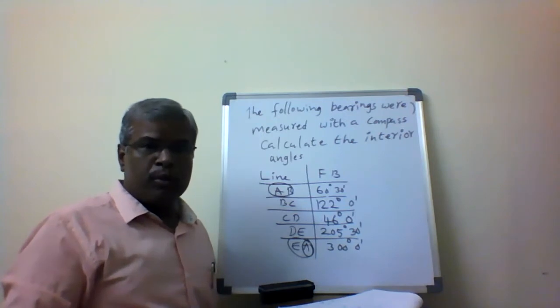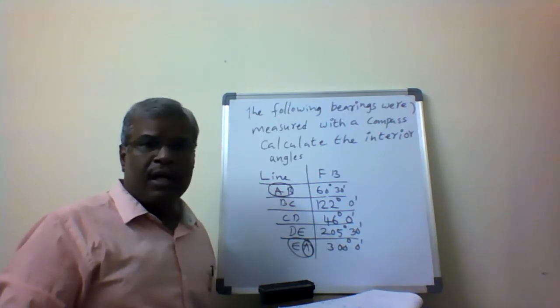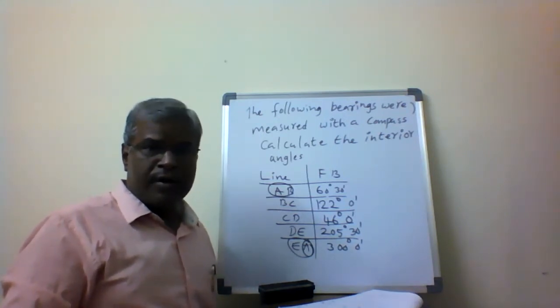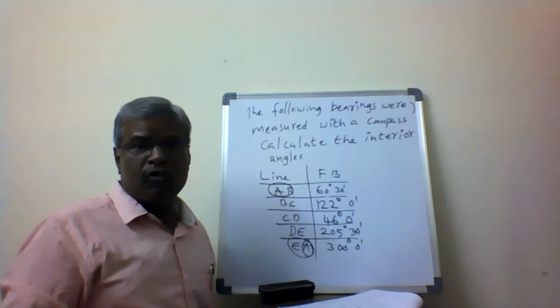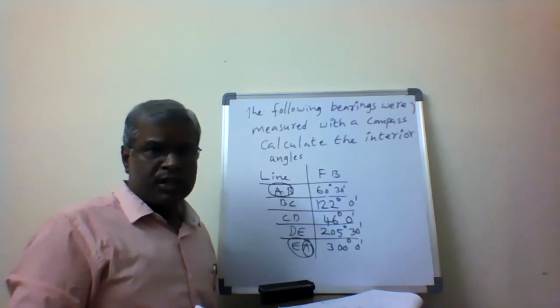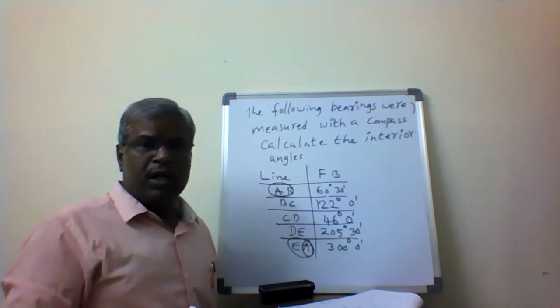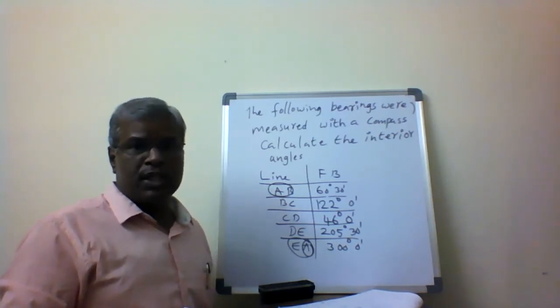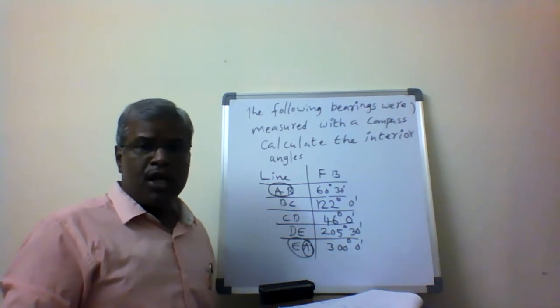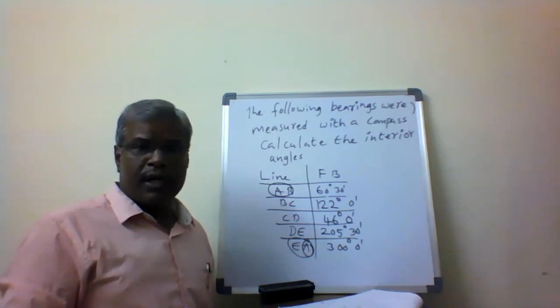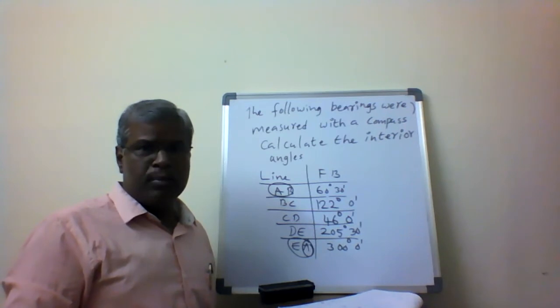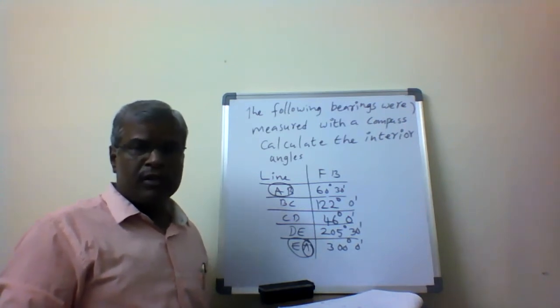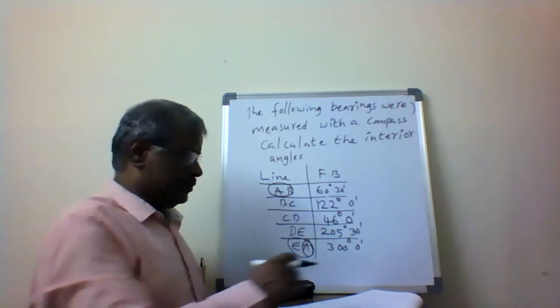For this type of problem, first we have to draw a diagram based on the forward bearings measured. Once you draw the rough sketch of the closed traverse, it is easy to find the included angles between the lines AB, BC, CD, DE, and EA. So we have to calculate the included angle at A, angle B, angle C, angle D, and angle E. So five angles we have to measure for the given five sides of a traverse.